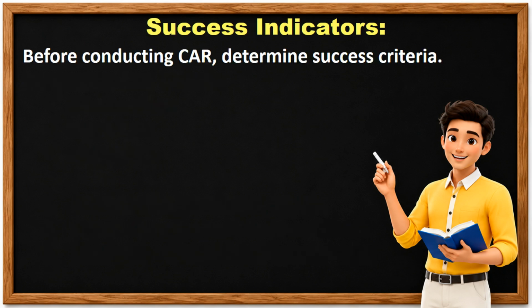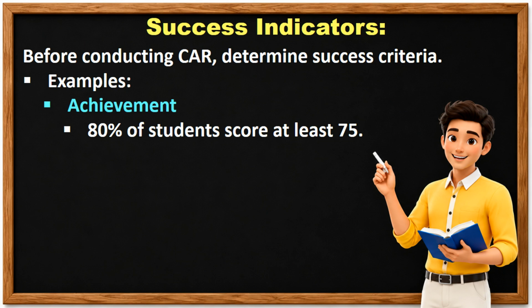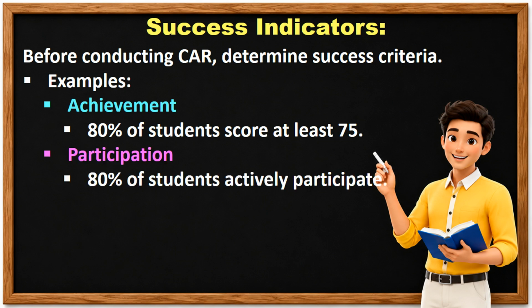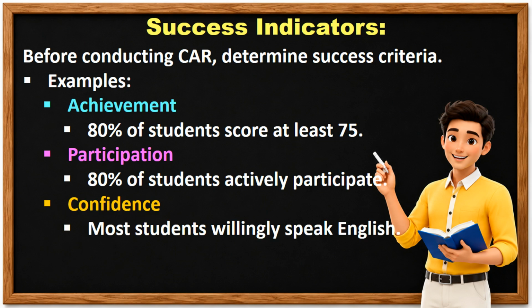Success indicators. Before conducting CAR, determine success criteria. Examples. Achievement. 80% of students score at least 75. Participation. 80% of students actively participate. Confidence. Most students willingly speak English.